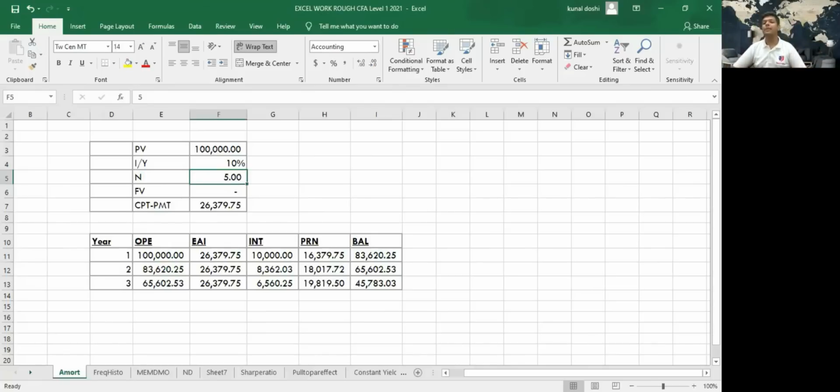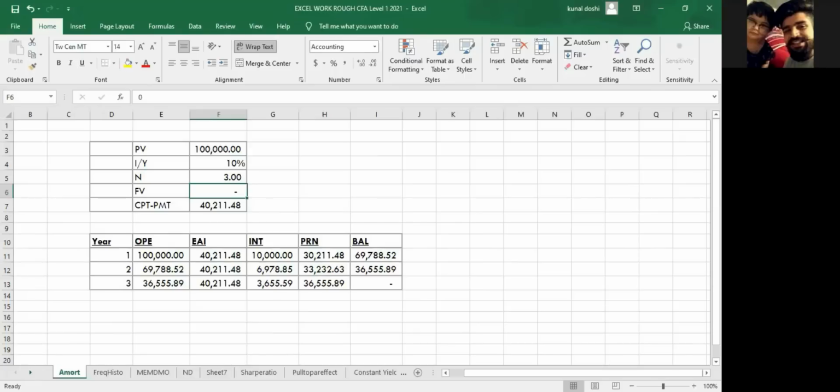Correct? The duration I'm taking here is 3 years. Let me take a 3-year loan. In a loan, what is the last payment? What is the future value of the loan? The last installment, nothing, right? The future value of the loan is 0. Got it? So what will be the installment of the loan is what we can find.